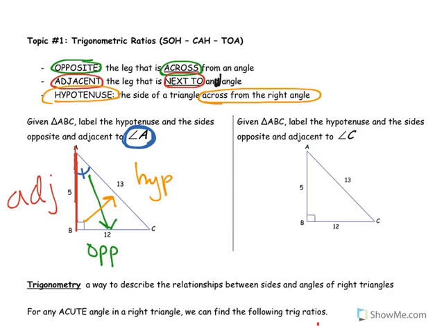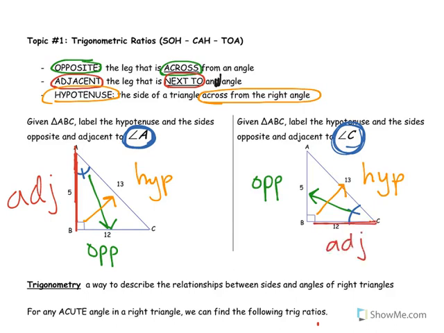But now, let's look to the right. It says, given triangle ABC, label the hypotenuse and the sides opposite and adjacent to angle C. So now we're living down here in the angle C world. Let's do the same process though. Let's find the opposite side first. I'm going to draw an arrow across. That side's opposite. Okay. I'm going to draw the hypotenuse. Go to the right angle, draw an arrow across. That's the hypotenuse, 13. Label that HYP. And then the final side, the side that's next to angle C, is the adjacent.